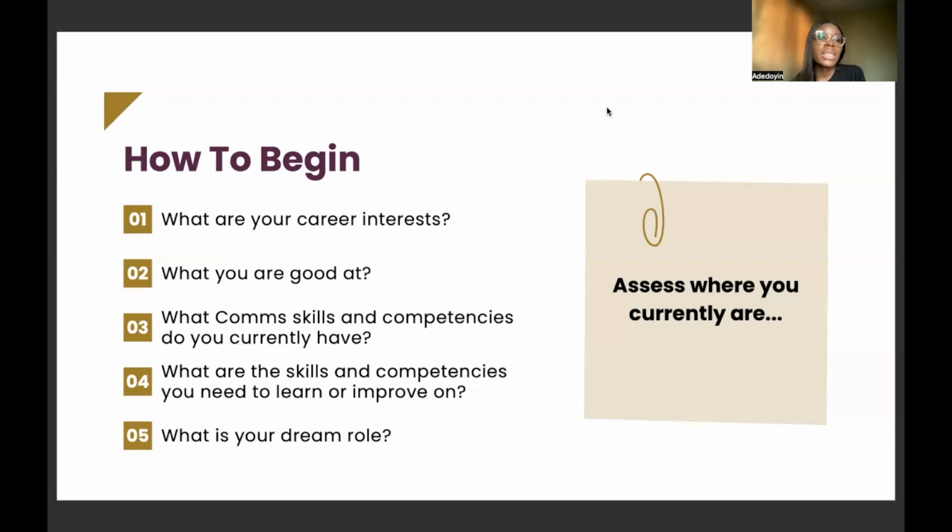What are the skills and competencies you need to learn and you need to improve on? So like I said to you, for me, when I did this audit, I realized that I needed to learn how to be a spokesperson. I needed to learn crisis communications, because at the time I had not handled a brief that had crisis communications, and if I did, it was not handled by myself, right? So I just didn't even have that experience. And then, what is your dream role? Again, the example I gave you, my dream role was Chief Communications Officer, Communications Director. So you really just need to assess where you currently are, very honestly, very openly. This is where I am.